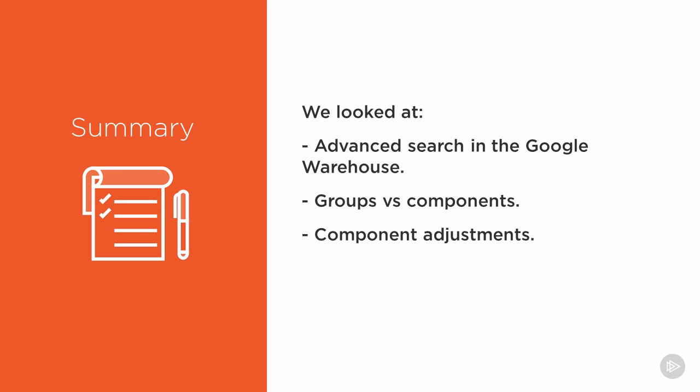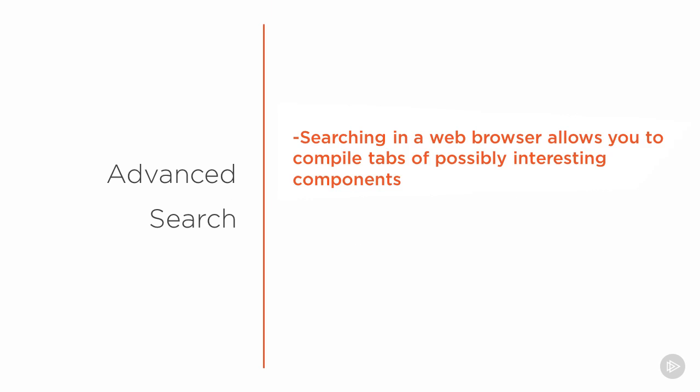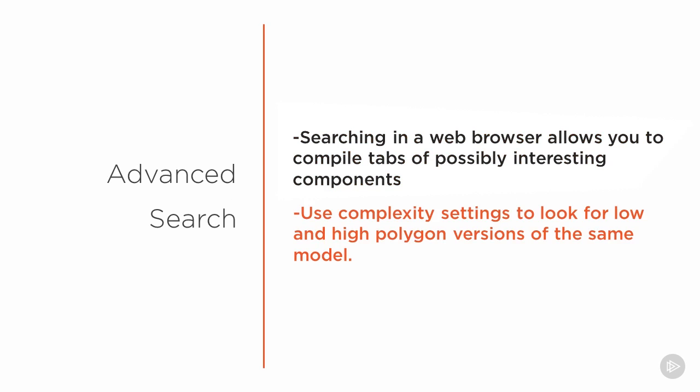So if we look at the advanced search option in the Google warehouse, using a web browser is always the best idea because it allows you to compile tabs of possibly interesting components and then make a selection among them. Also, the advanced search option provides you with complexity settings, which you can look for low and high resolution polygon versions of the same model.